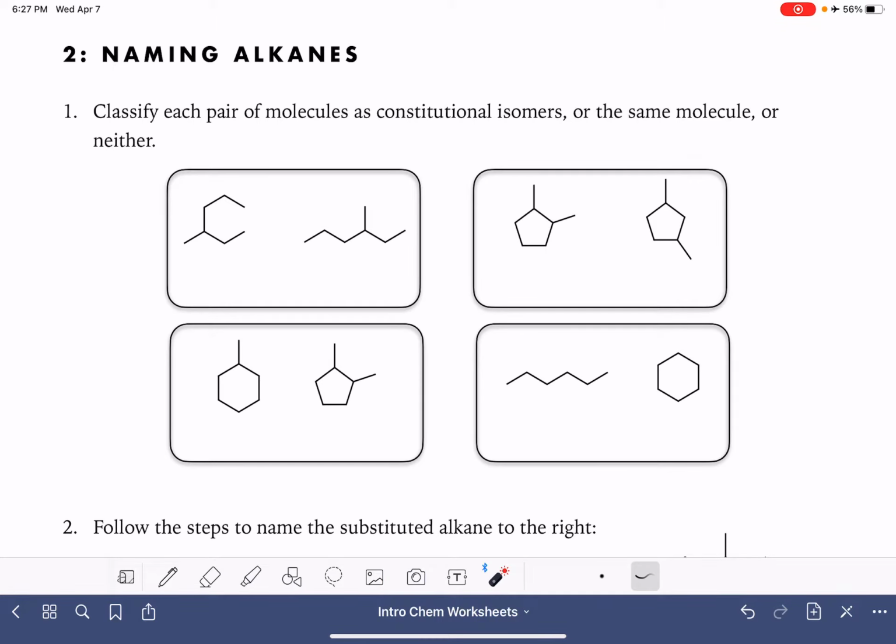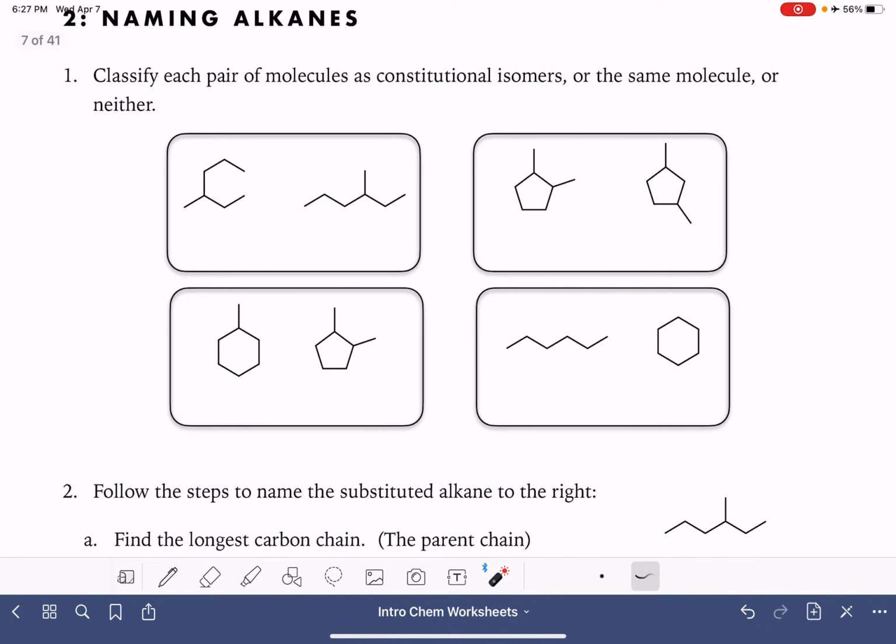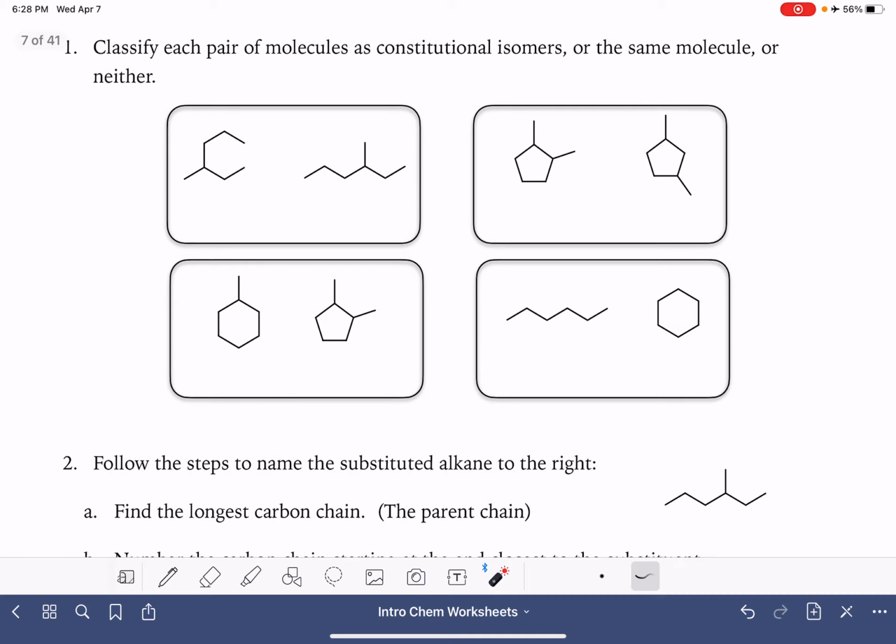Most of the problems on this worksheet are going to have to do with naming alkanes, although I've got some other problems on there as well. I'm just using this title because it's what corresponds to the relevant section in your textbook. So the first problem that we're looking at here has nothing to do with naming at all.